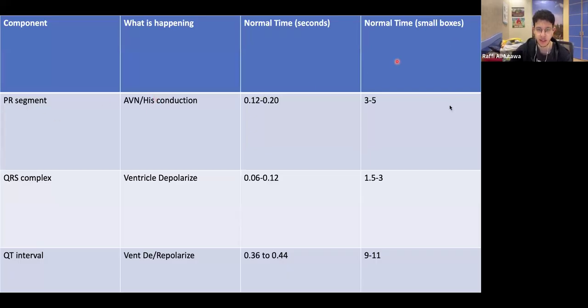The PR segment represents the conduction of electric signals in the AV node and the bundle of His. So this should be 0.12 to 0.2 seconds, so 3 to 5 small boxes, or 3 small boxes to 1 big box. QRS represents ventricular depolarization. That should be 1.5 to 3 small boxes, so 0.06 to 0.12 seconds. Then the QT interval is 0.36 to 0.44 seconds, and it represents the ventricular depolarization and repolarization. So this should be anywhere from 9 to 11 small boxes.